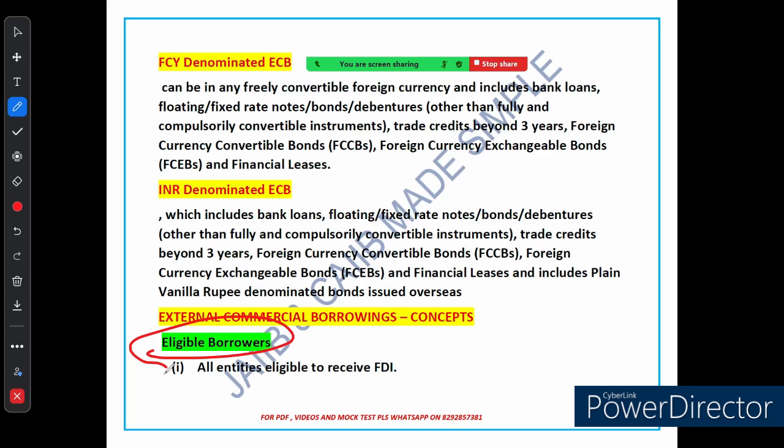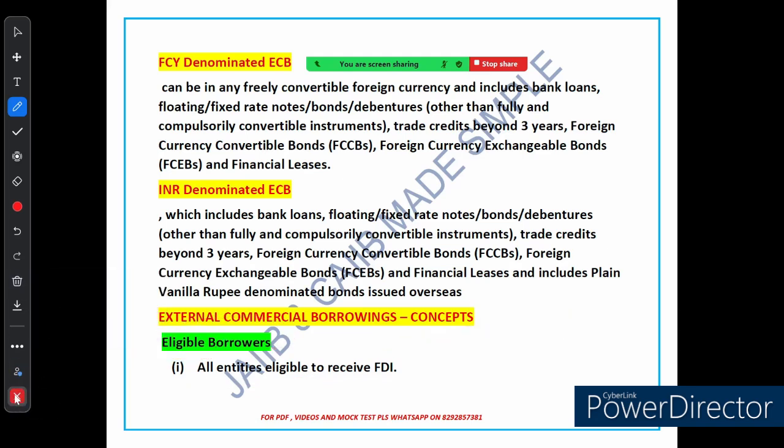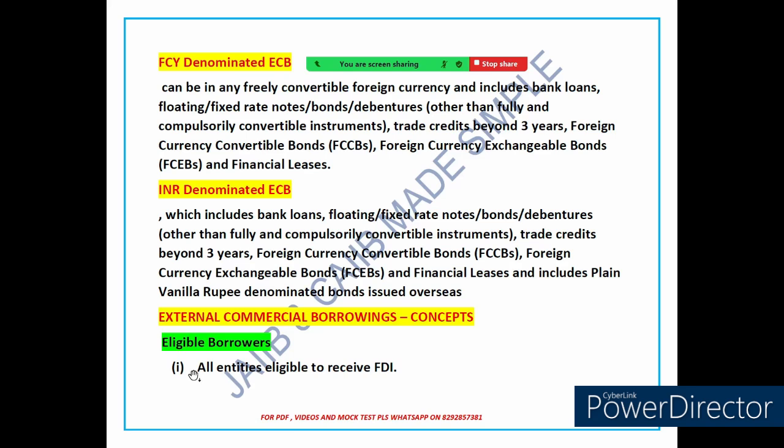So here is the quick list. First thing is companies that are allowed to receive FDI. You know what is the meaning of FDI? FDI means foreign direct investment, right? So those companies which are eligible to receive foreign direct investment, which is a kind of investment done by a foreign company in an Indian company, right? So all those entities eligible to receive FDI are eligible borrowers. As I told you, there are some eligible Indian resident entities who can participate in this ECB, and that is the list I am providing you.